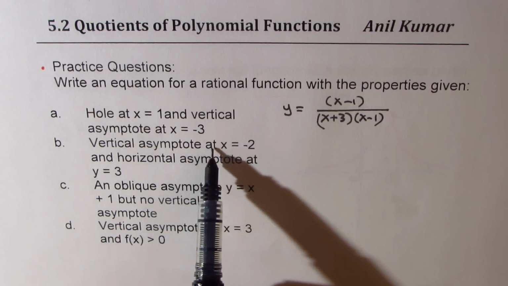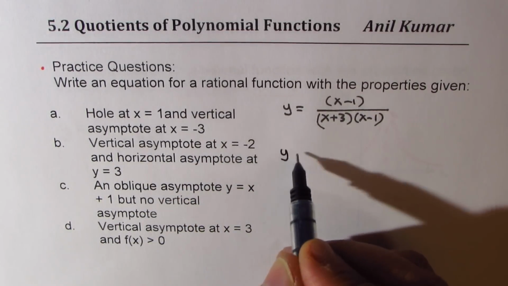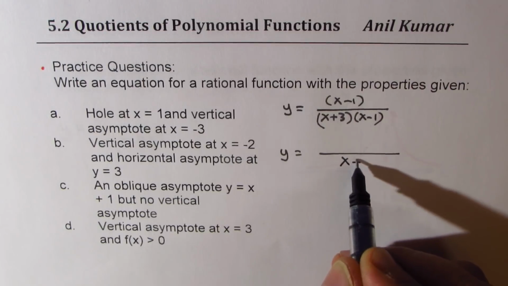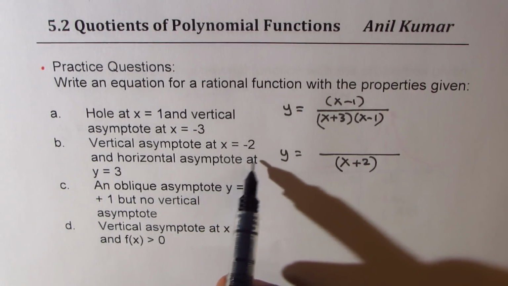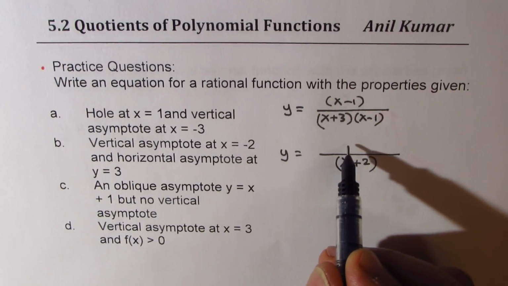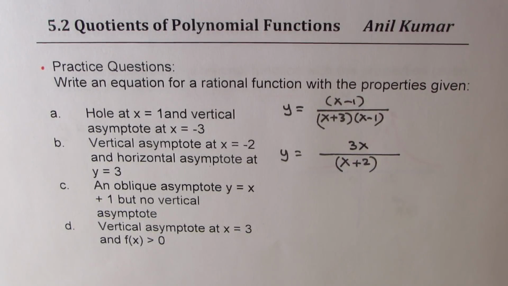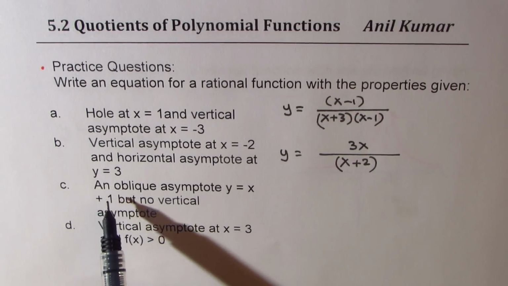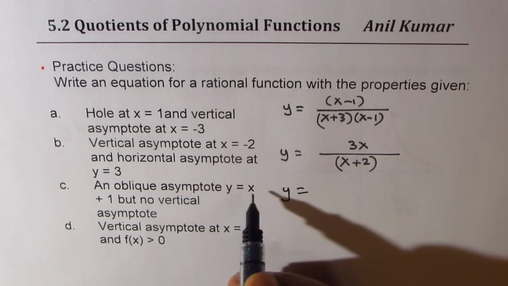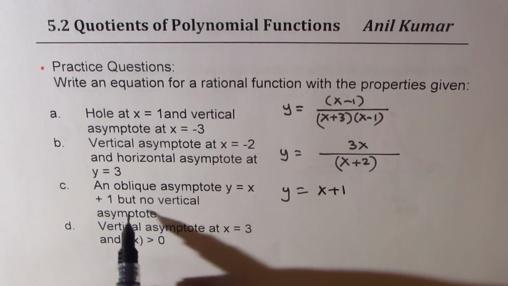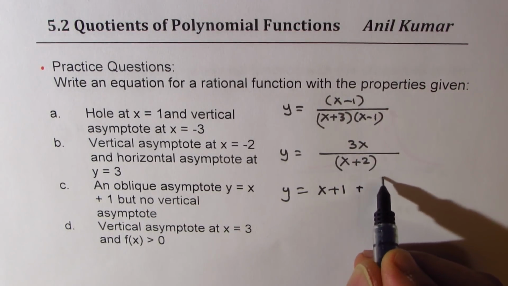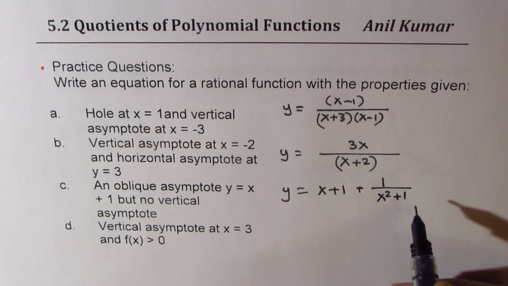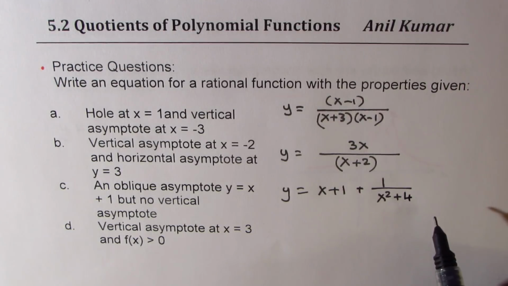Part B. Vertical asymptote is given and horizontal asymptote is given. So since the vertical asymptote is at x equals minus 2, the factor here is x plus 2. Since the horizontal asymptote is y equals 3, we have to multiply this by 3 and write down, right? So it could be 3x, it could be 3x plus 1 minus 1, whatever, okay? Last question here, C, oblique asymptote is given, so write y equals whatever the oblique asymptote is, plus no vertical asymptote. That means we don't want the denominator to be 0. So it should be like x squared plus, it could be anything, right? So let's write 1 for example. It makes sense. You could write 4 also, it doesn't matter.